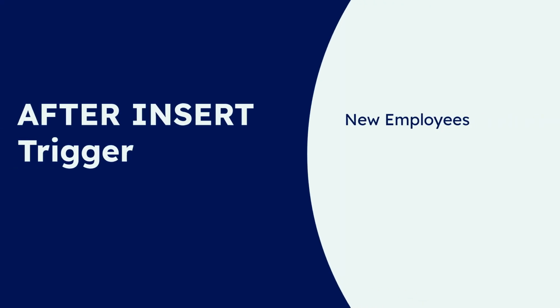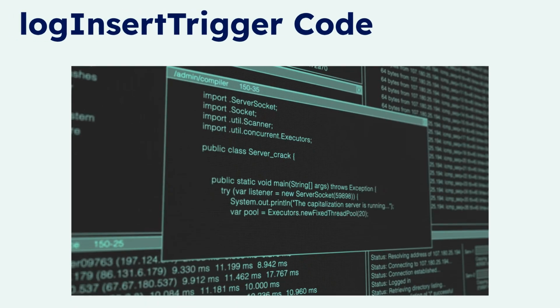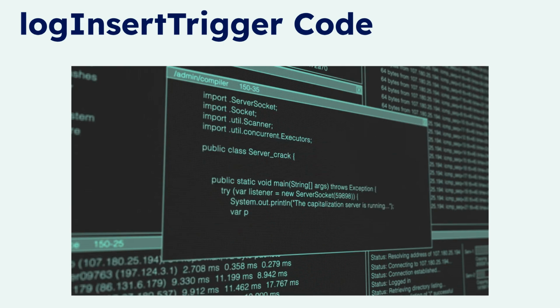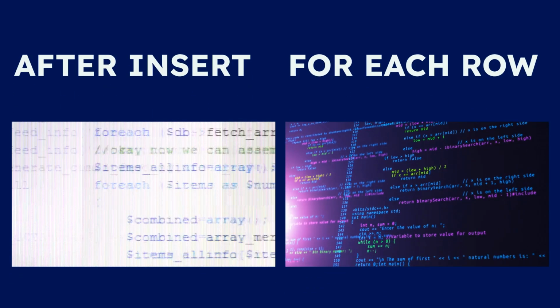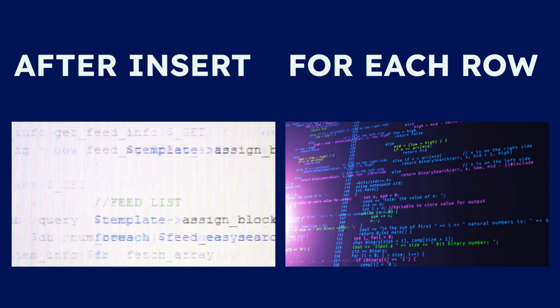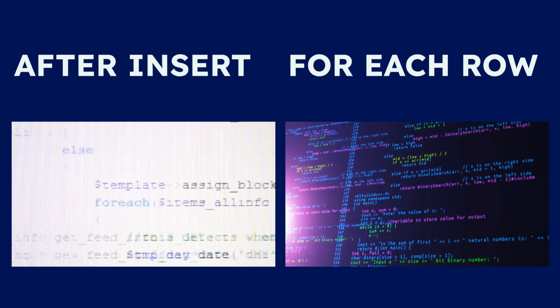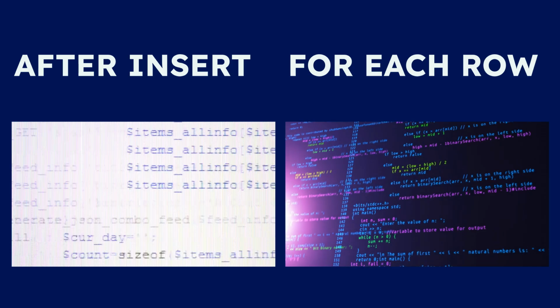Next, we create our first trigger. This trigger will activate after a new employee is inserted into the employees table. This is the SQL code for our insert trigger. Whenever a new employee is added, this code will automatically record the action in the log table. Let's break this down. The trigger runs after insert. For each row means the trigger runs once for every inserted record. The NEW keyword refers to the new employee record being added, allowing us to access the new employee's name.